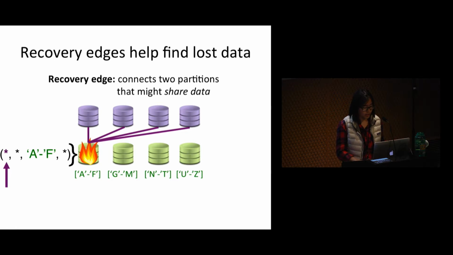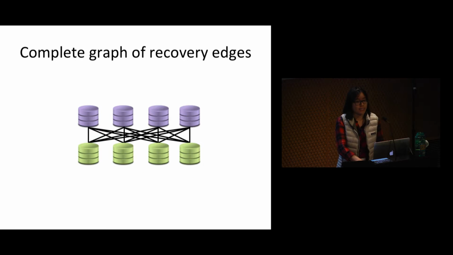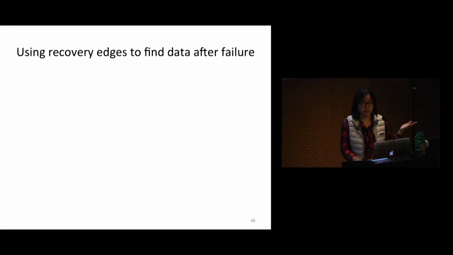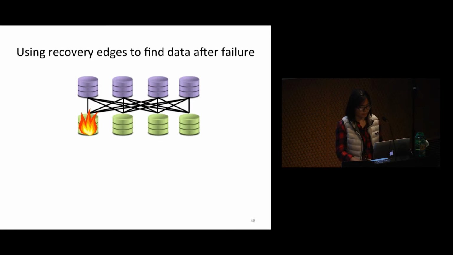So extending this logic, here's the complete graph of recovery edges for our system. And really, it's very straightforward to use these recovery edges to find data after failure. In fact, that's exactly how they're defined. If this is your recovery edge graph, then you just go to the partitions that are edge connected to you. And those are the partitions you need to visit to find the data that you need for recovery.